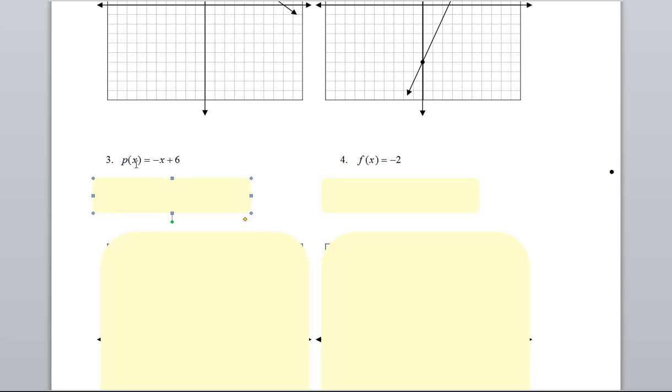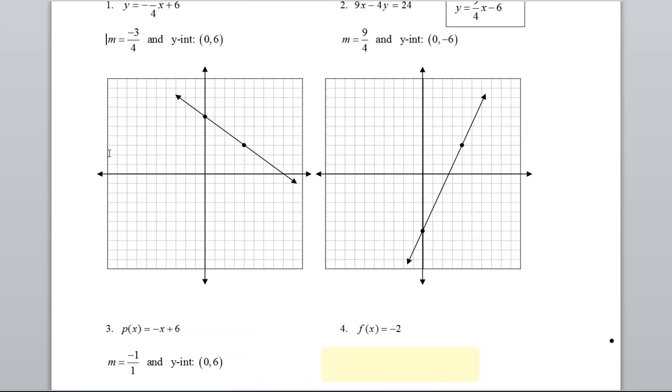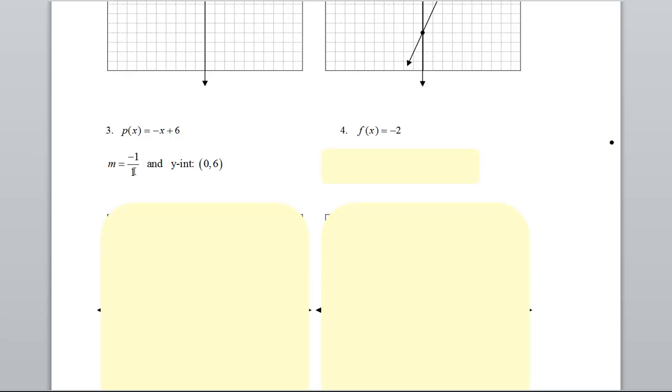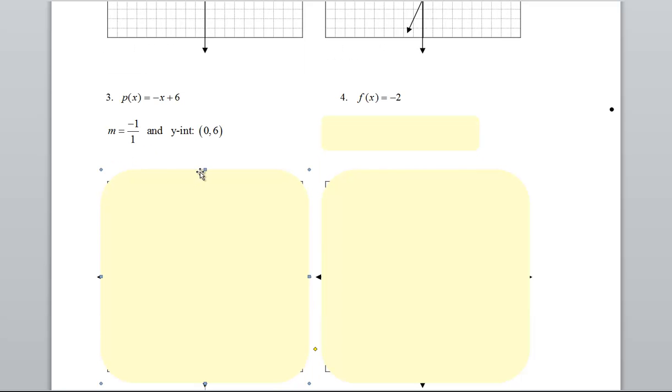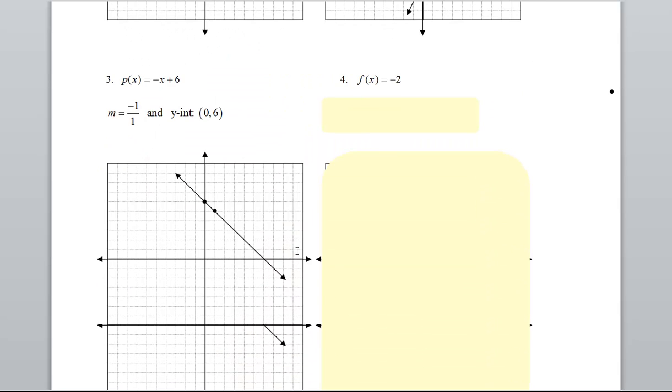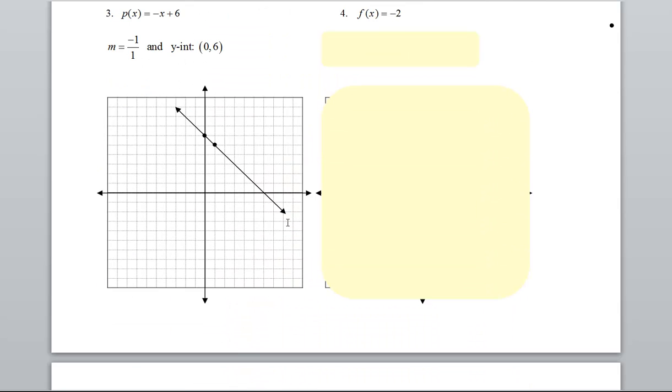This is in y equals mx plus b form. And just because if they use functional notation, remember p of x, f of x, g of x, that's y. So here's my slope, my y-intercept. Anyway, put my point 1, 2, 3, 4, 5, 6, down 1 over 1. Okay?